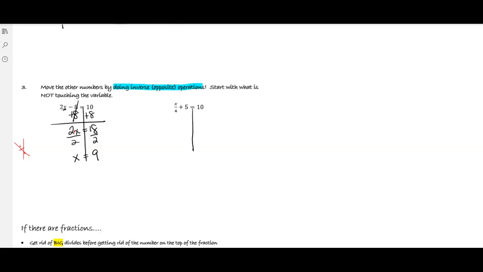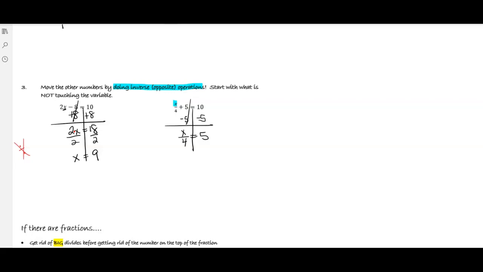I'm going to try and get x by itself. So that means I need to get rid of the 4 and the 5. The number that's farther away is the 5, so I'm going to subtract 5 on both sides. 5 minus 5 is gone. So x over 4 is 5.